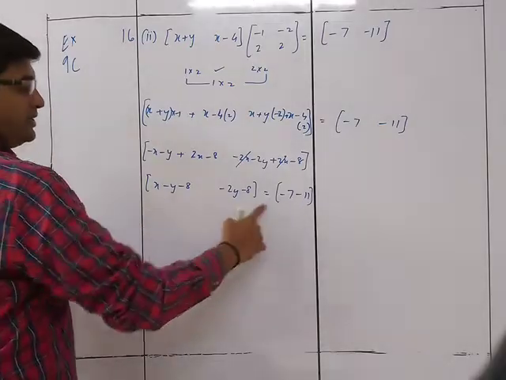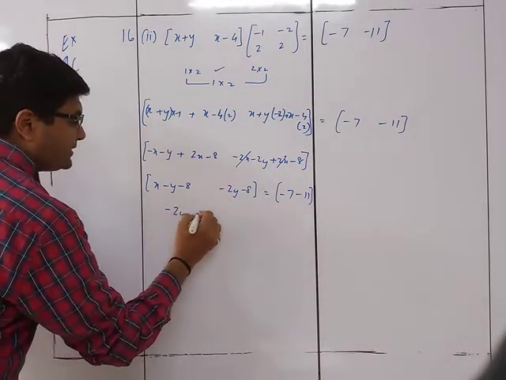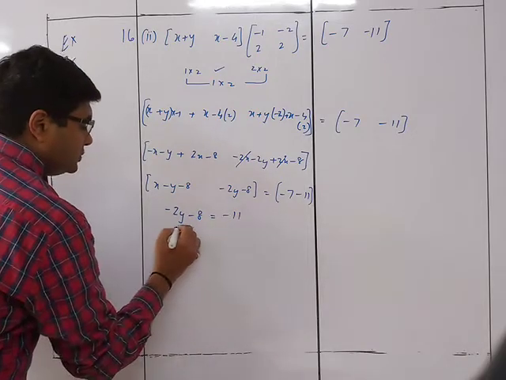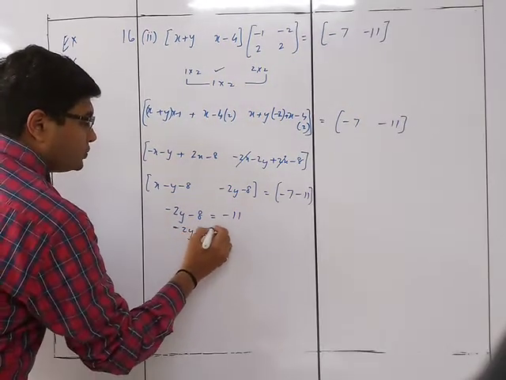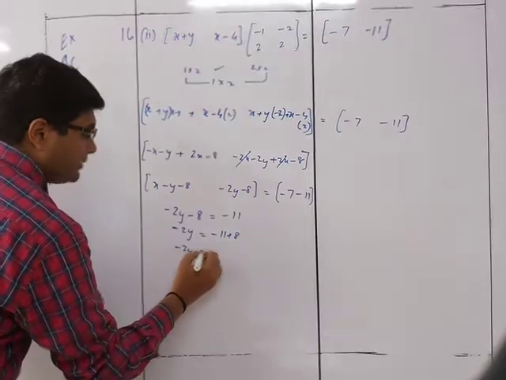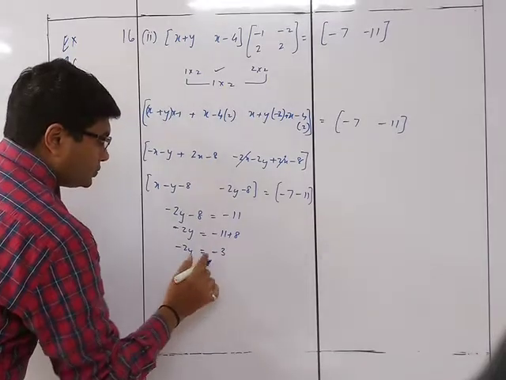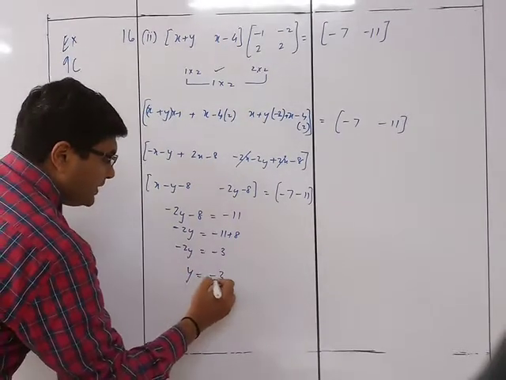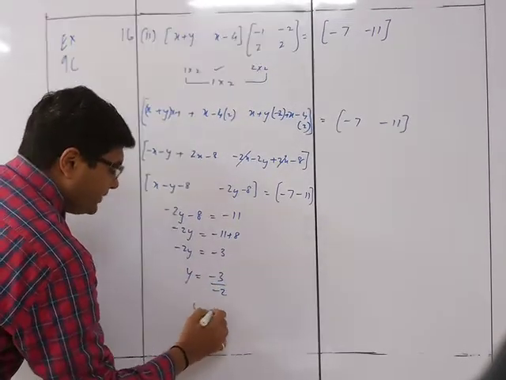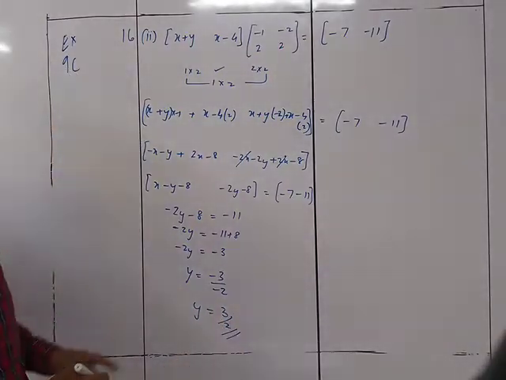So this is minus 7 and this is minus 11. So we take this first. So minus 2y minus 8 is equal to minus 11. So minus 2y is equal to minus 11 plus 8. So minus 2y is equal to minus 3. So y is equal to minus 3 upon minus 2. Therefore y is equal to 3 upon 2. That's the first answer. y is equal to 3 upon 2.